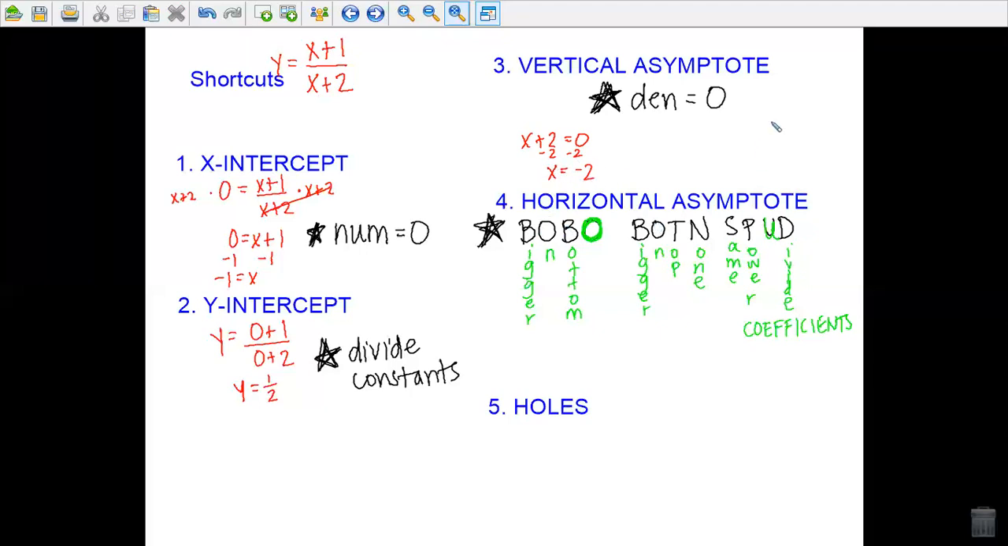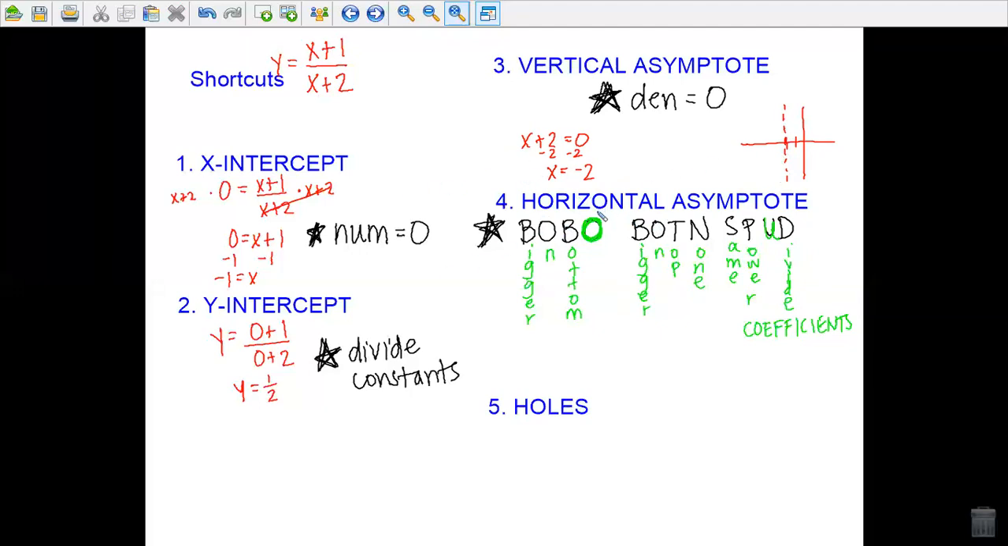When it comes time to graph that, I can find -2 on my x-axis and put a dotted line, a vertical asymptote. That's when it comes to graphing. Right now, all we're doing is finding these key features.